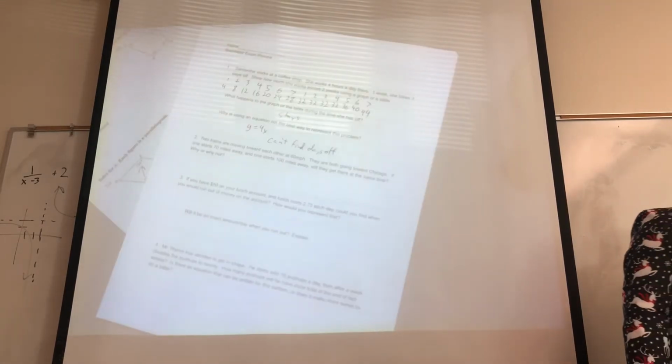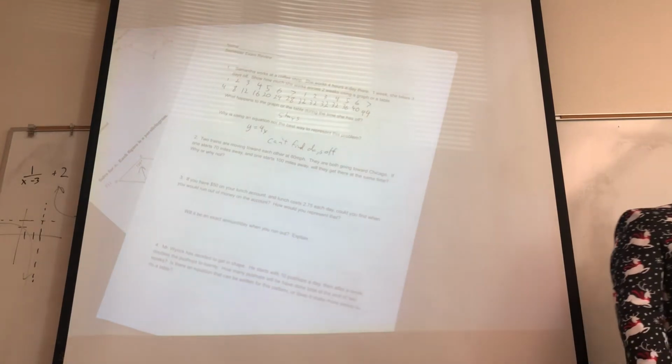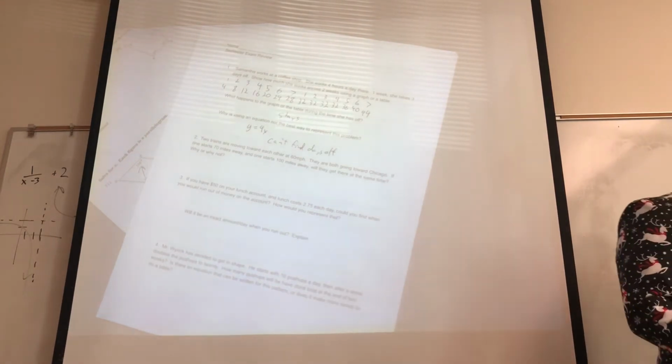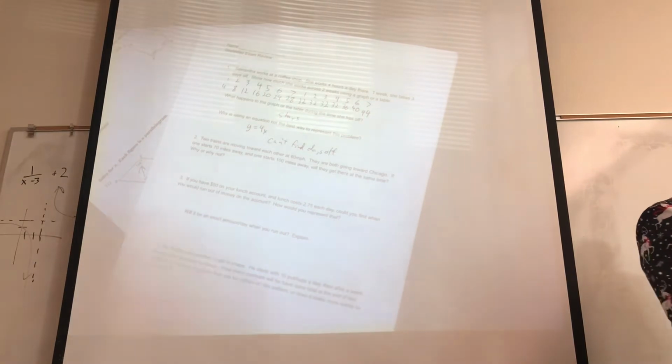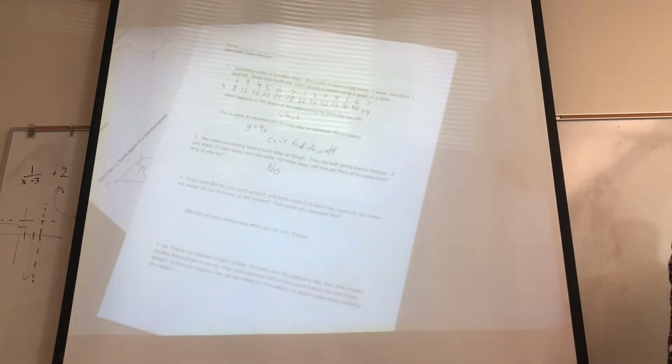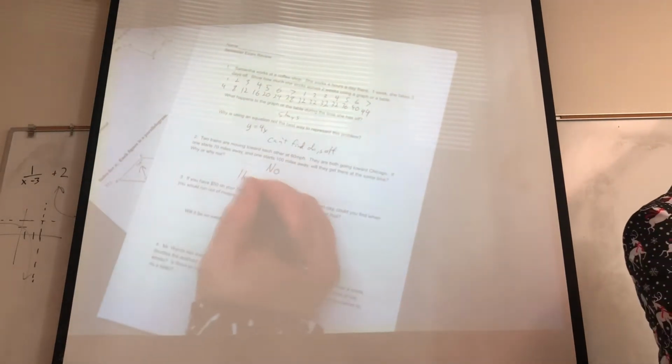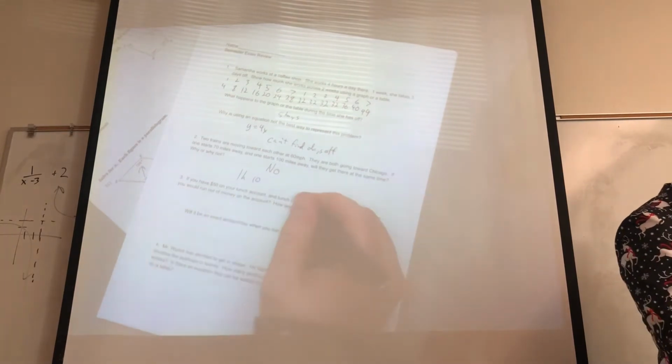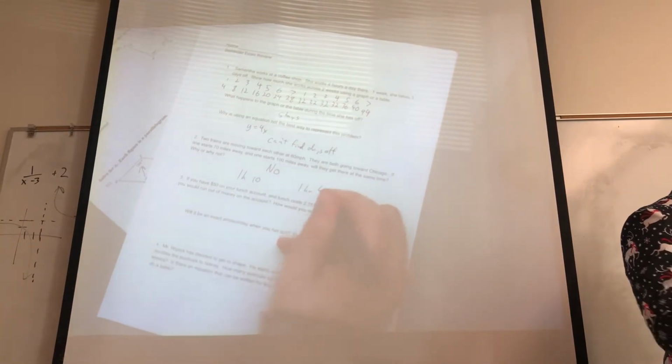Two trains are moving towards each other at 60 miles an hour. They're going towards Chicago. If one starts 70 miles away, one starts 100, will they get there at the same time? No. It's going to take one of them 1 hour and 10 minutes. It's going to take the other one 1 hour and 40 minutes.